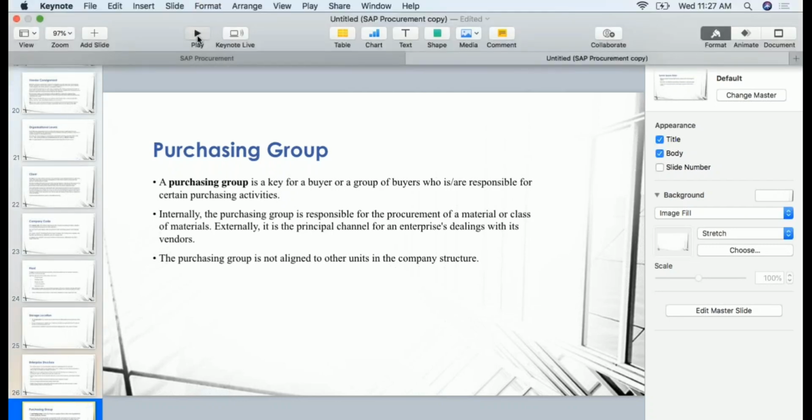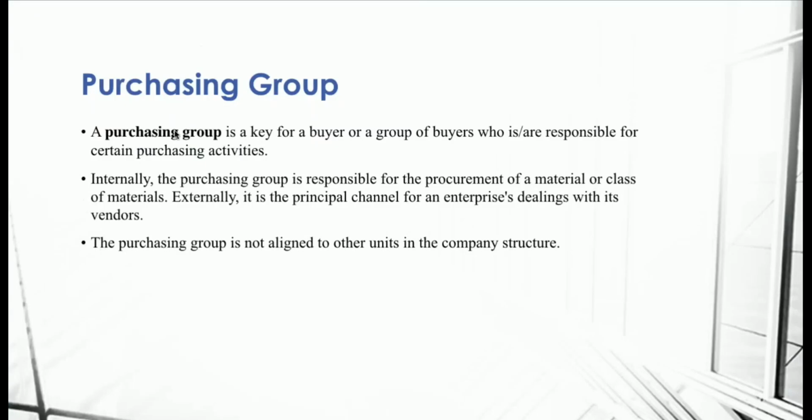So a purchasing group is a key for a buyer or a group of buyers who are responsible for certain purchasing activities. Internally, a purchasing group is responsible for procurement of material or class of materials. So you can say services, you can say goods. Externally, it is a principal channel for the enterprise dealing with its vendors.